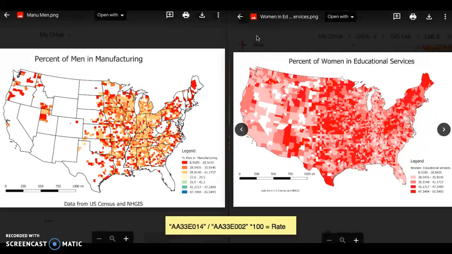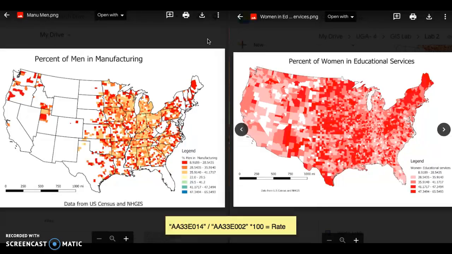In this lab, we were required to make two separate maps within GIS that represented employment rates for both men and women in two different fields. To begin, we obtained the employment data of men in manufacturing and women in educational services from U.S. Census data that was consolidated and represented in NHGIS, which is the National Historical Geographic Information System. And this took this data and put it in a non-spatial consolidation that was represented as a CSV spreadsheet.